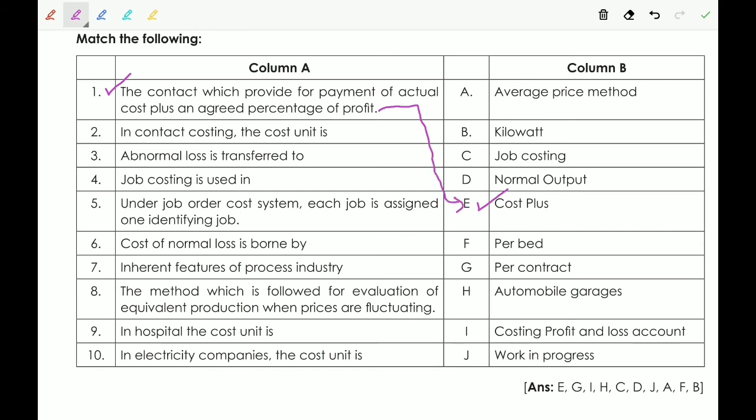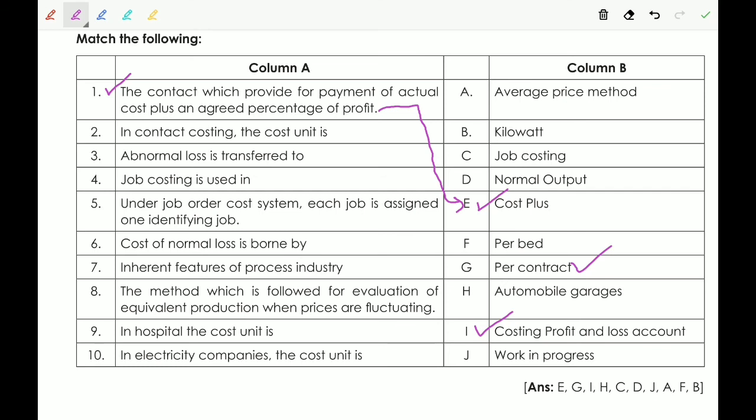In contract costing, the cost unit is per contract. G is the answer. Abnormal loss is transferred to costing profit and loss account, which is I.